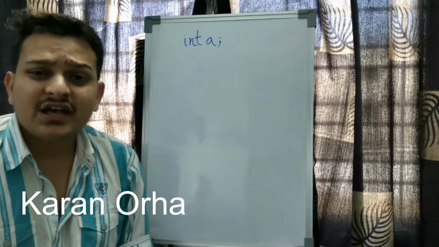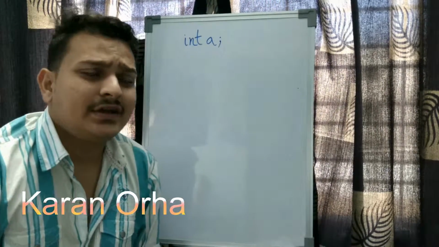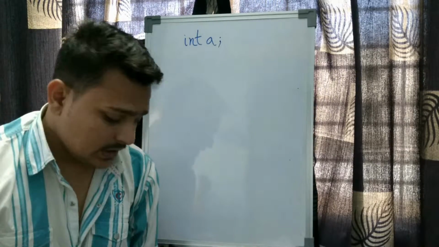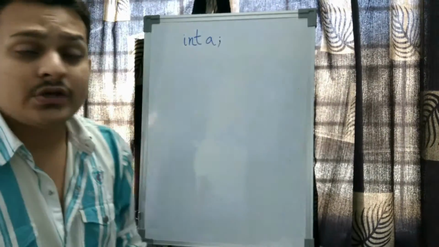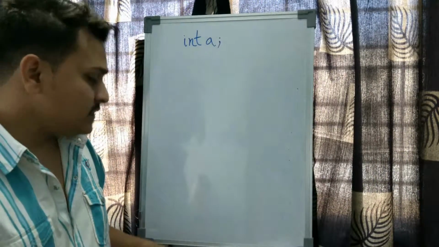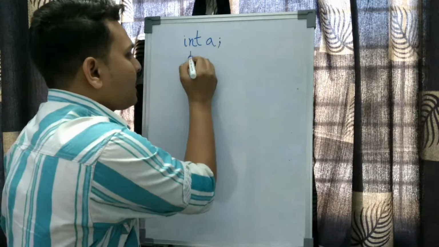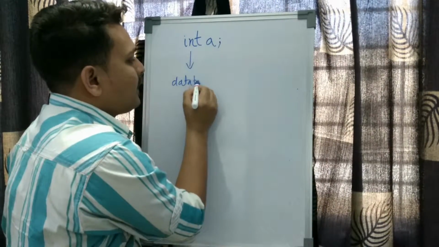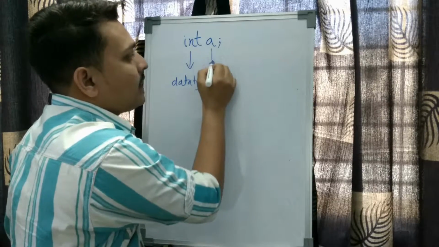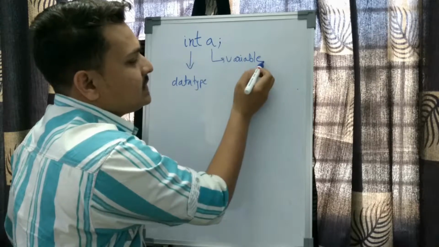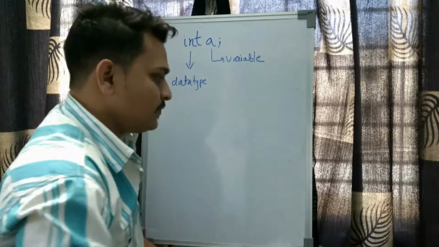Hello viewers. In the last video we saw the basic commands and we came across this line: integer a, and I want to make you understand it. I'm going to break this line into two things: data type and variable. Now let's first talk about the variable.